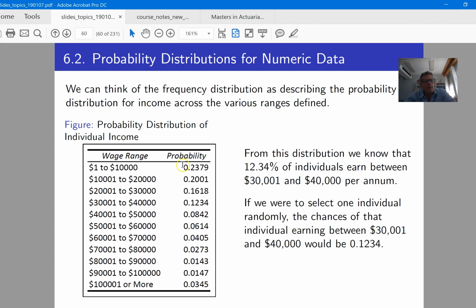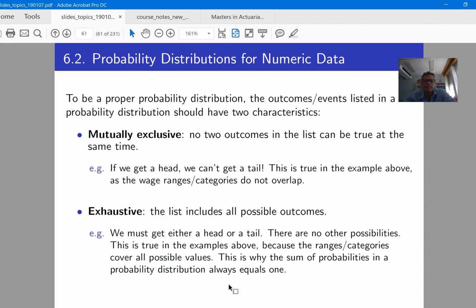Now, because of that, if you added up all these probabilities in this column here, you will get a total of 1. Because mutually exclusive and exhaustive means one of these possible outcomes has to happen, and only one of them can happen. So therefore, the sum of all the probabilities will equal 1, because something out of this list of values has to actually occur. So the probability of something happening here is certain, which means it has a probability of 1. That's why the sum of the probabilities in the distribution always equals 1.